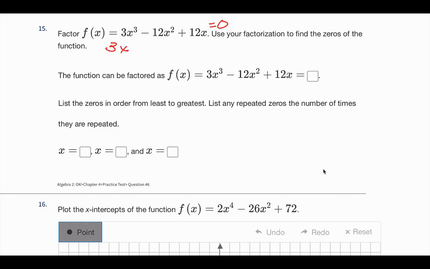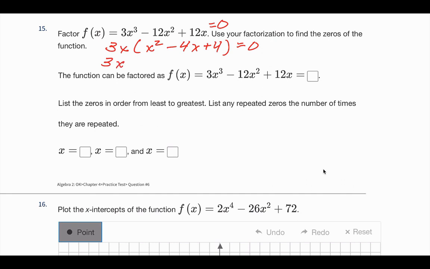On this one here, I believe you can factor out a 3, and you can factor out an x. So when we get that done, what we have left is x squared minus 4x plus 4. And again, we're setting that all equal to 0. Now on the second one there, you should hopefully recognize that it is a perfect square trinomial.